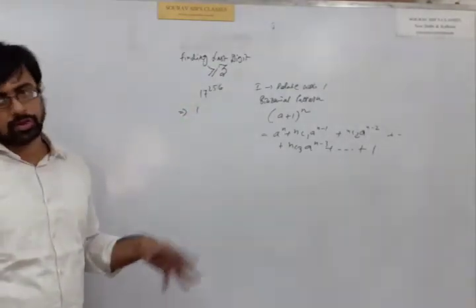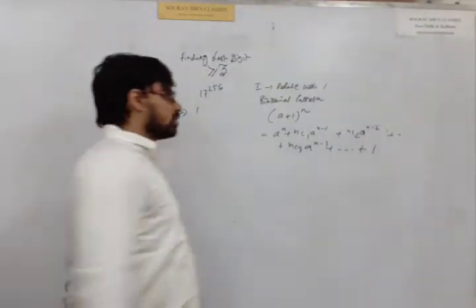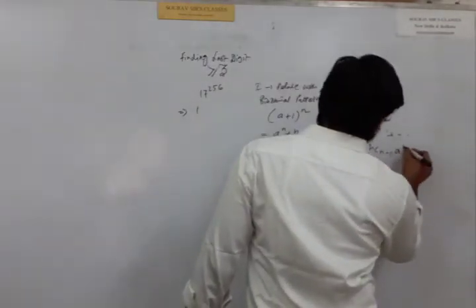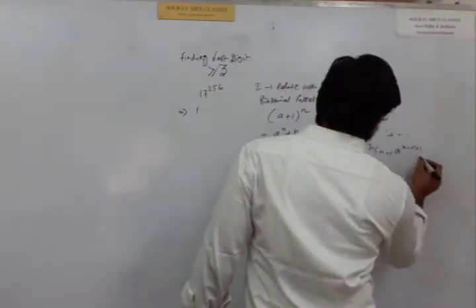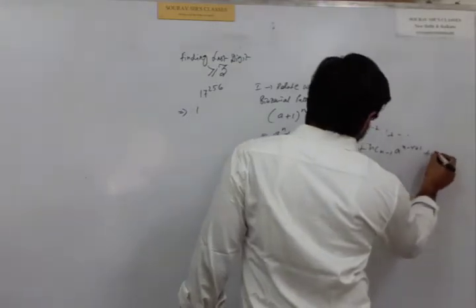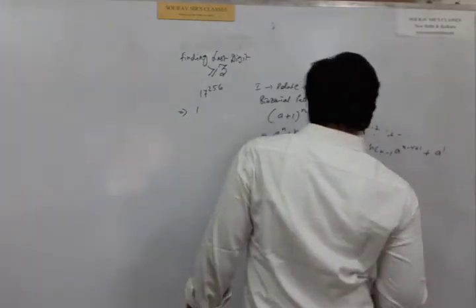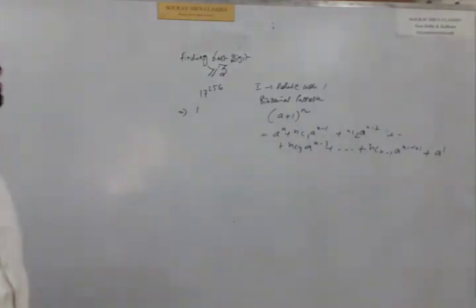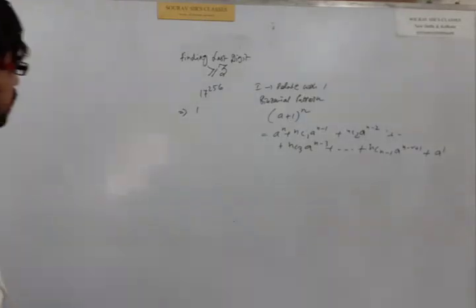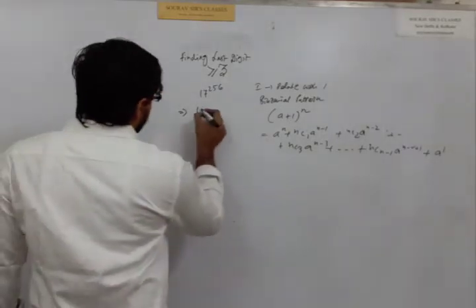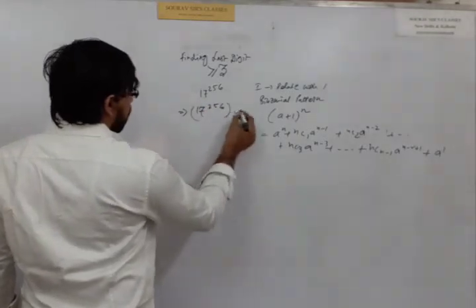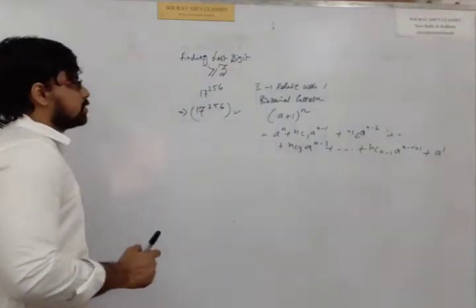In most of the cases, we'll be needing the very last or the second last term, which is nC(n-1) a, and so on. Clear? 17 to the power 256 is quite like that.